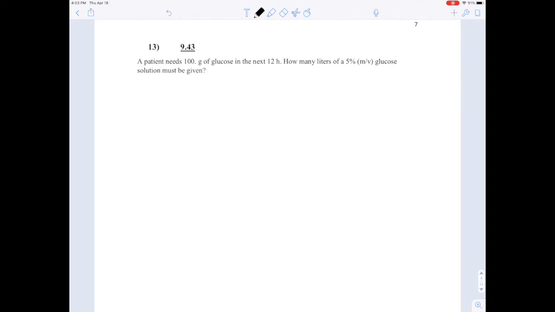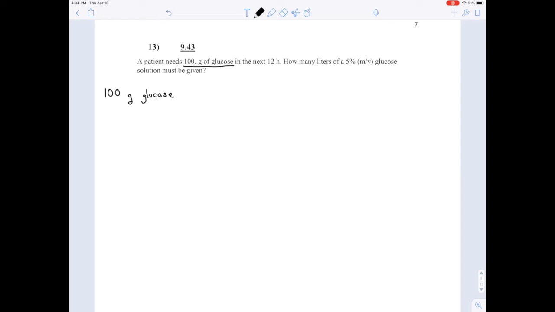All right, when they give you these sort of word problems, you want to identify two big things: the numbers they give you and the units that they're asking for. So first, the numbers. The first number I see is 100 grams of glucose. So I'm going to write that over here, grams of glucose.